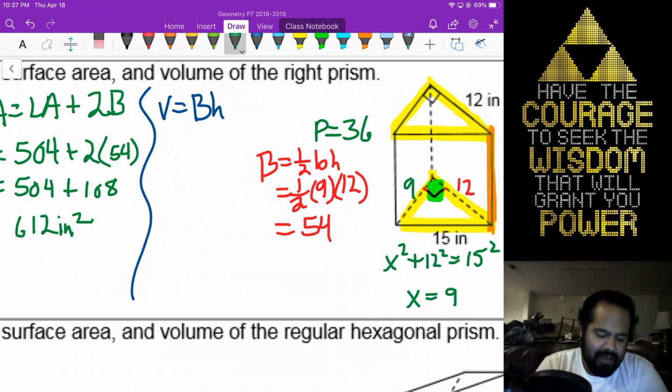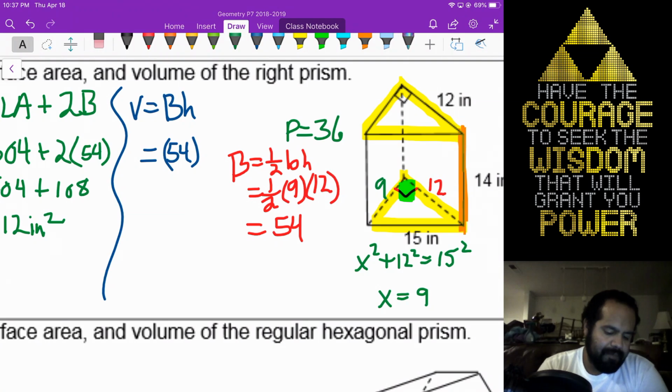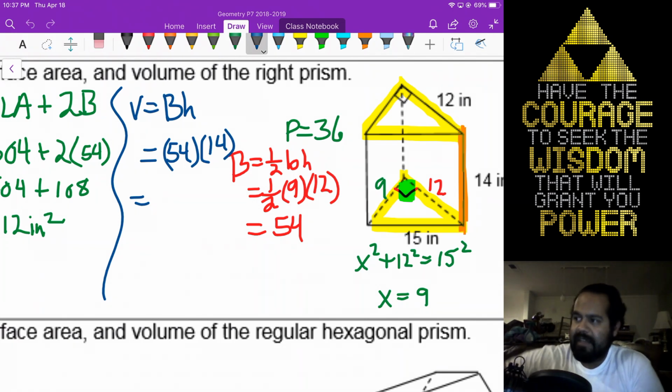Well, look, I already know the base area because we made that calculation earlier. So 54, and then my height of 14. Again, I'm not going to touch that. I'll let you guys do that volume for me. But that's how we calculate the volume of this triangular prism.